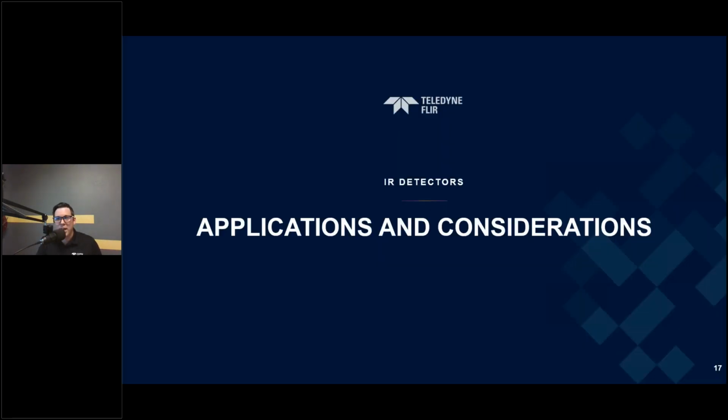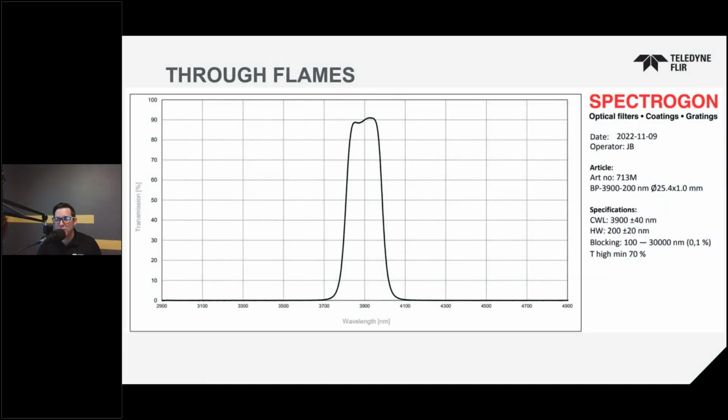So, applications and considerations. Let's talk about seeing through flames. In the first example, we have a researcher that was interested in a visual confirmation of the combustion of coal particles within the flame for burn efficiency. They wanted to see these coal particles burning up, but the flame was in the way. And that's a pretty common application.